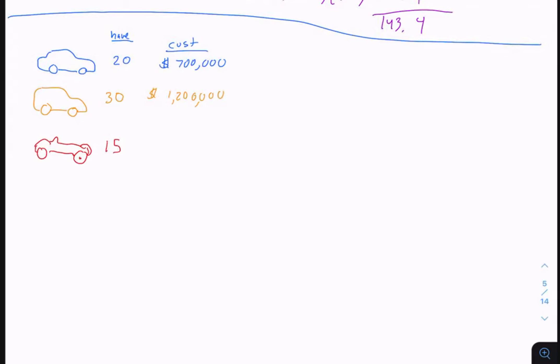Anyways, so let's say that we have 15 of these. And let's say that I paid $330,000 for those. Okay, so I need to figure out what the average cost of the car is on my lot. And here's what I have to figure out. I need to figure out the fractional abundance of each of the varieties that I have. And I also need to figure out the average cost per each of these varieties.